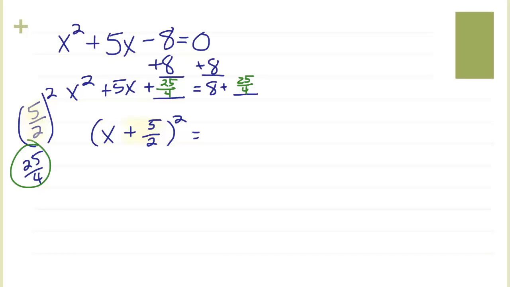I'm going to do the work off to the side here to get the 8 into fourths. I just happen to have an 8 again. No, it was a 9 last time. So 8 over 1 times 4 over 4 gives me 32 fourths. So I've got 32 fourths plus 25 fourths. I've got 57 fourths.